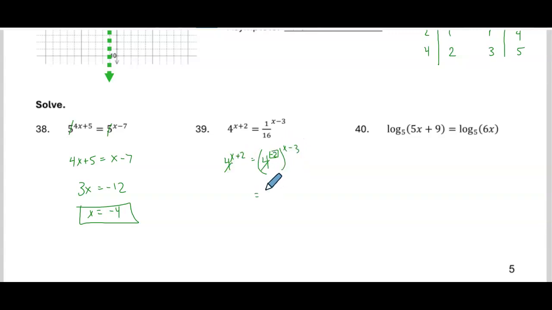I'd have -2x plus 6. Here I have x plus 2. So if I add the 2x, I get 3x. Subtract the 2, I get 4. So x is 4/3.